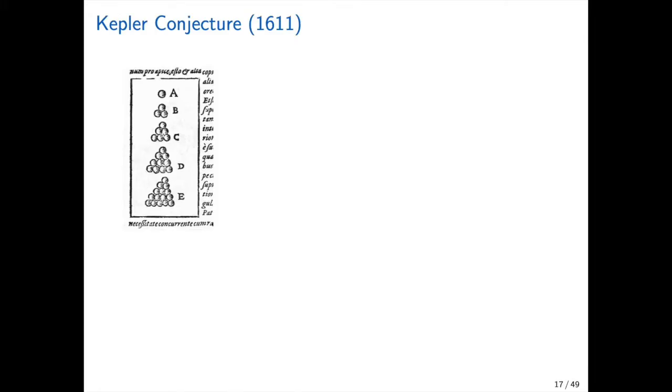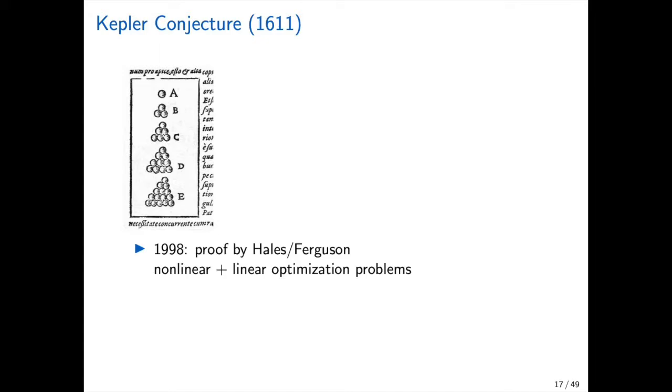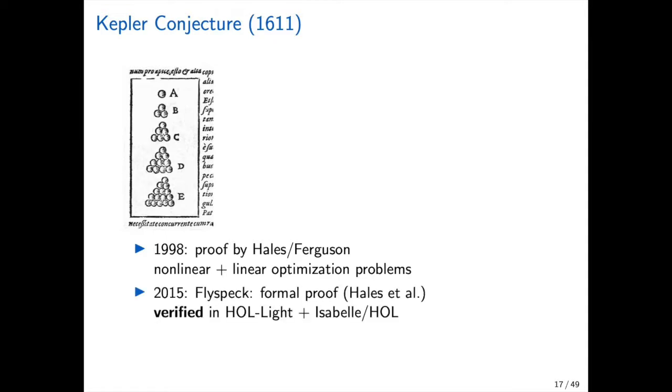Some examples of computer-assisted proofs: the Kepler Conjecture. It's about what is the densest way to pack spheres in three-dimensional space. It was proved in 1998 by Thomas Hales and Ferguson. The computer-assisted part is lots of nonlinear and linear optimization problems. Hales had trouble getting his proof accepted in the journal because the reviewers said, how would we check that all of those computations are correct? In response, he initiated a project to formally verify all of his computations. It was completed in 2015 in a combination of HOL Light and Isabelle. He really solved all of those optimization problems in the formal system.